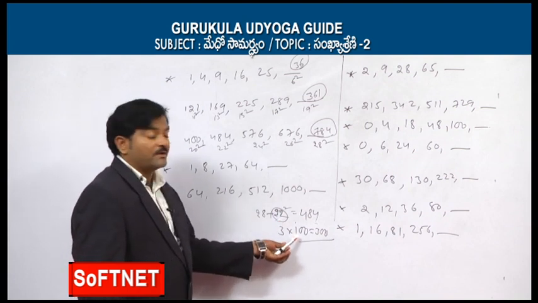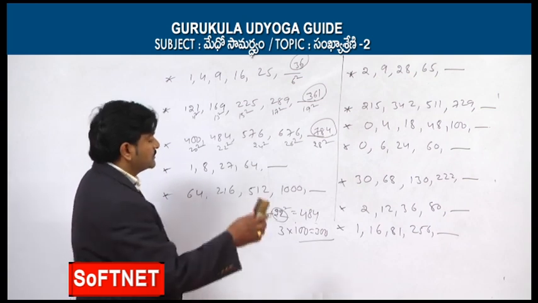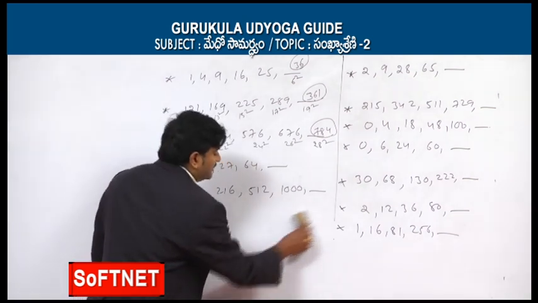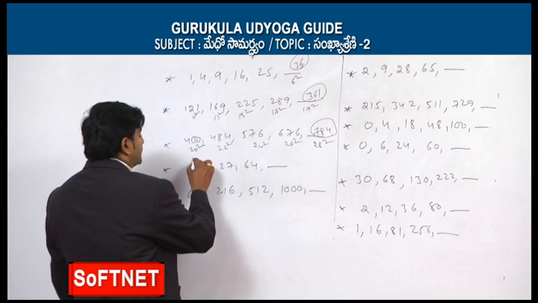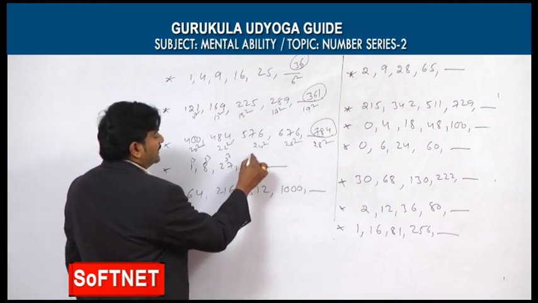About this we have already seen in the previous session, in Number Series 1. Okay. So I am not going to stress on this again. Just keep in mind, this is 1 cube, this is 2 cube, whereas this is 3 cube, and here it is 4 cube.